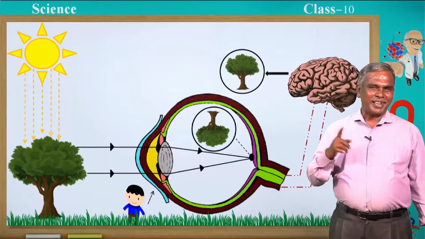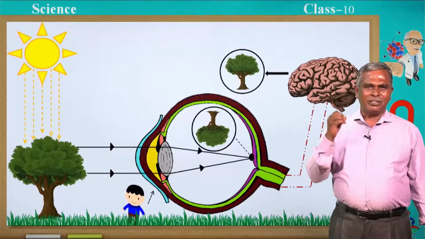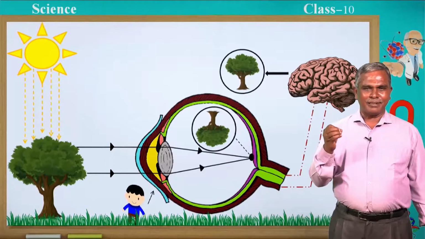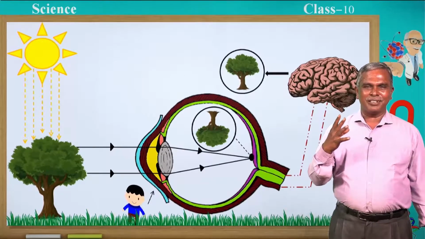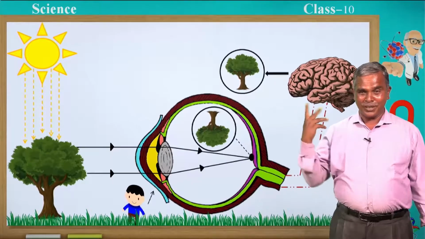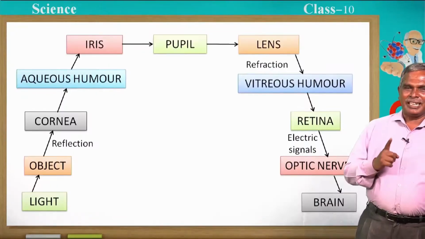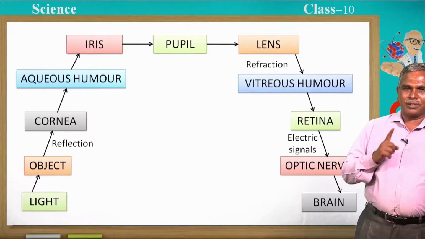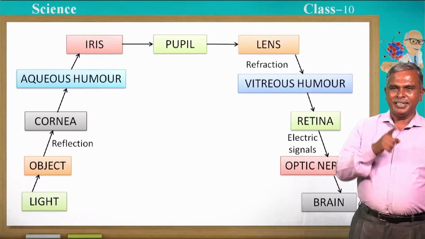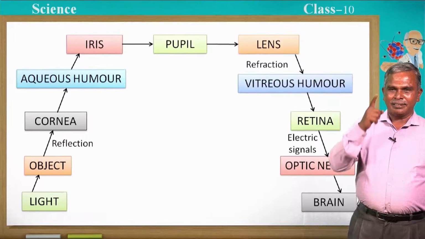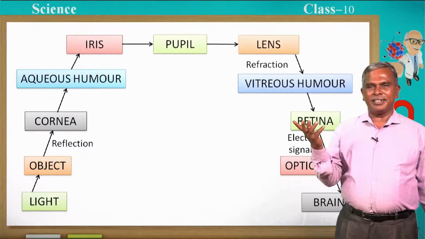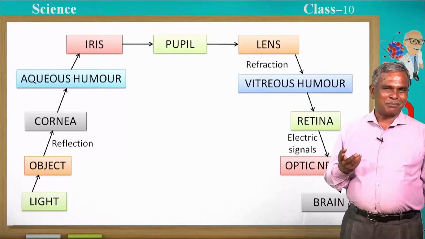This is the mechanism of vision. The entire process took me several minutes to explain, my dear children, but it takes place within a fraction of a second. I think you enjoyed it a lot. Light reflects from an object and enters the human eye, where it undergoes refraction, then the image is formed, the image goes to the brain, and ultimately we can see the image properly.